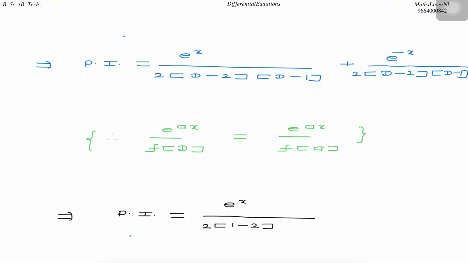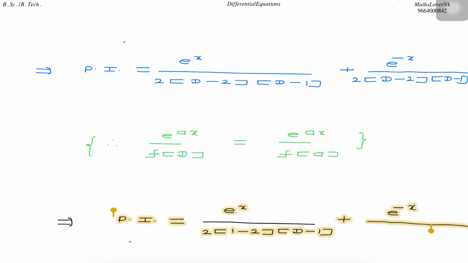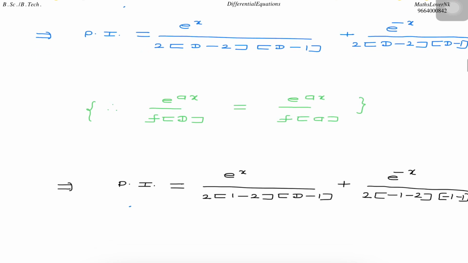Here 1 minus 1 is 0, so we keep (D minus 1), because 0 cannot be in the denominator, plus e to the power minus x upon 2 as it is. Here the value of a is minus 1, so minus 1 minus 2, minus 1 minus 1, that is minus 1 minus 1.